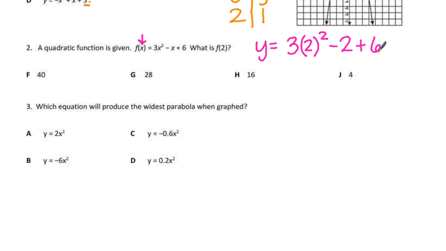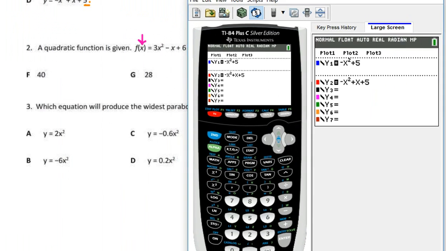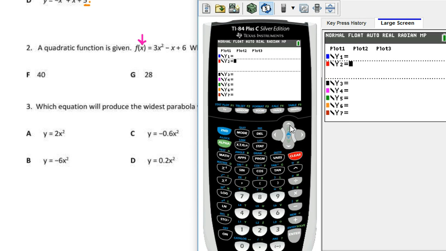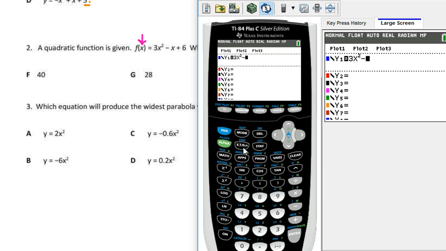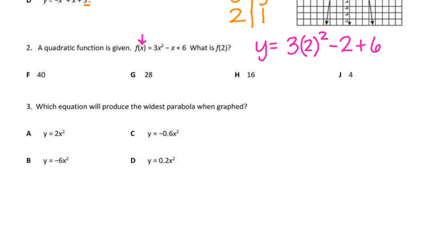I could do this manually if I wanted to, or if I didn't feel like doing that, or I just wanted to double check myself, I could also go to my y equals function, plug this in. So let me clear these guys. I could go here. We have 3x squared minus x plus 6. And go look at my table. And I want to see what it is when x equals 2, and I see that right here. When x is 2, my y value is 16, okay?